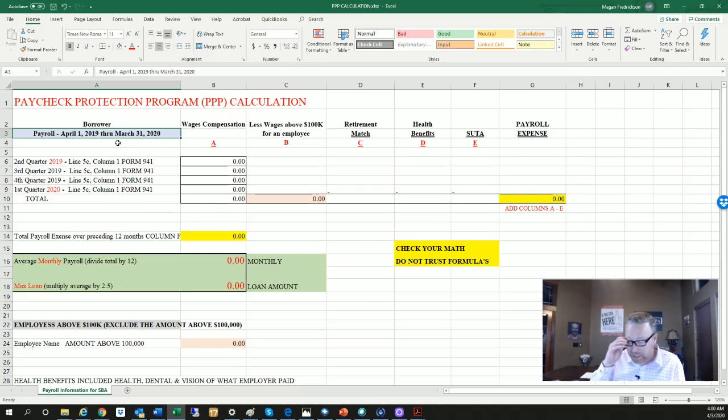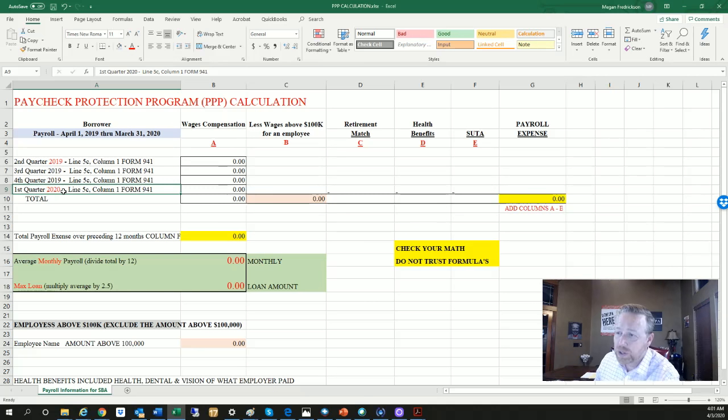All right, on the worksheet, it's pretty simple really. You're going to see that we've got second, third, fourth, and first quarter. So second quarter 19, third, fourth quarter 19, and then first quarter 2020, because this is being recorded at the beginning of April. So if you're getting a PPP in April, the last 12 months would be April 2019 through March 2020. That is the 12 months before the date of the loan.